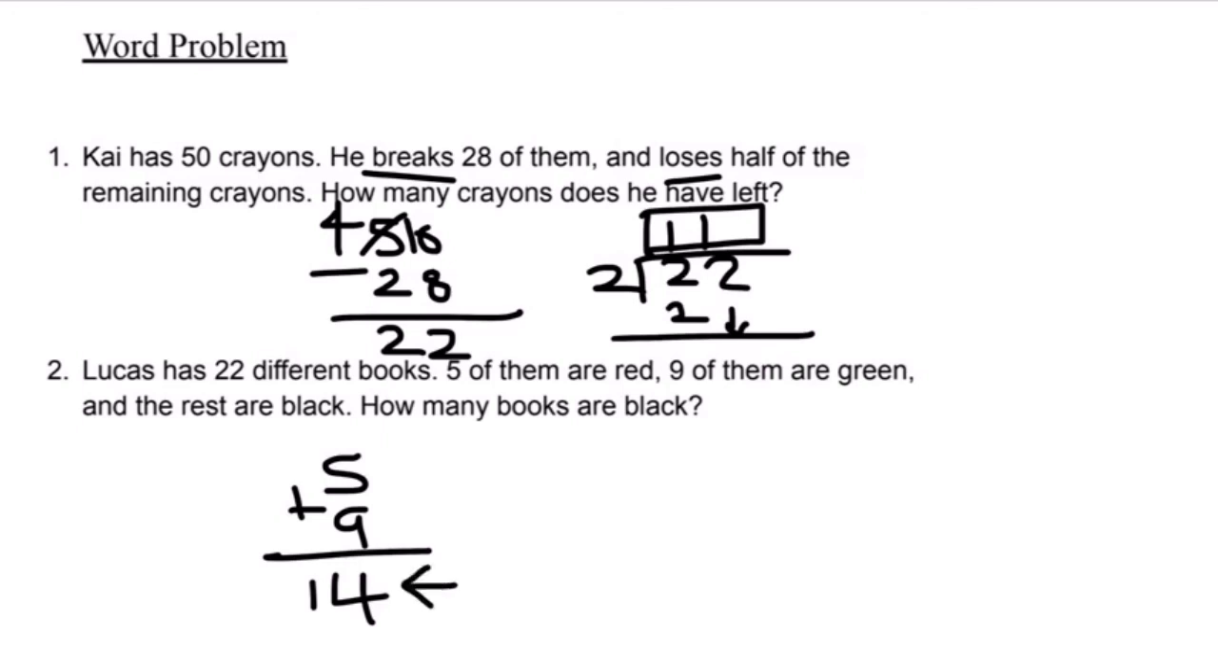14 represents the number of red and green books. Therefore, let's solve 22 minus 14. We can't subtract 4 from 2, so I'm going to borrow from the tens. 2 becomes a 1, 2 becomes a 12, 12 minus 4 equals 8, 1 minus 1 equals 0. Therefore, the remaining number of books that are black are 8.